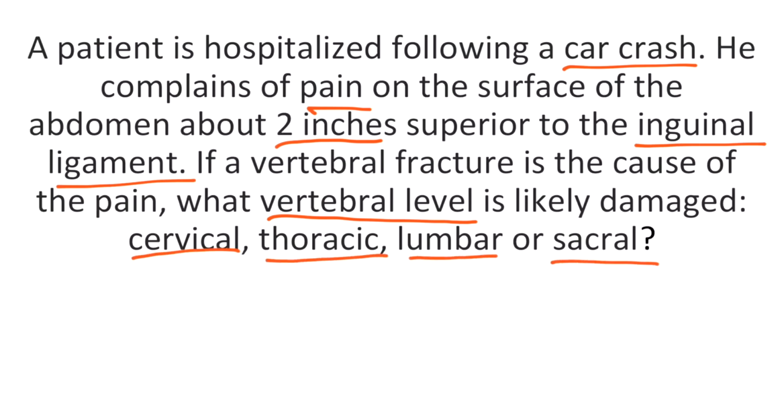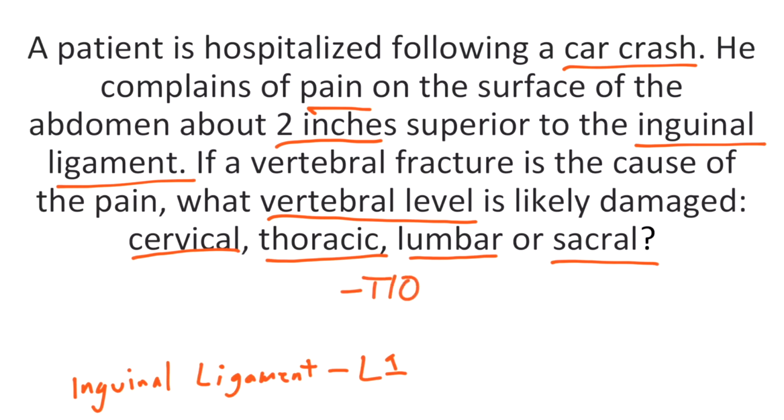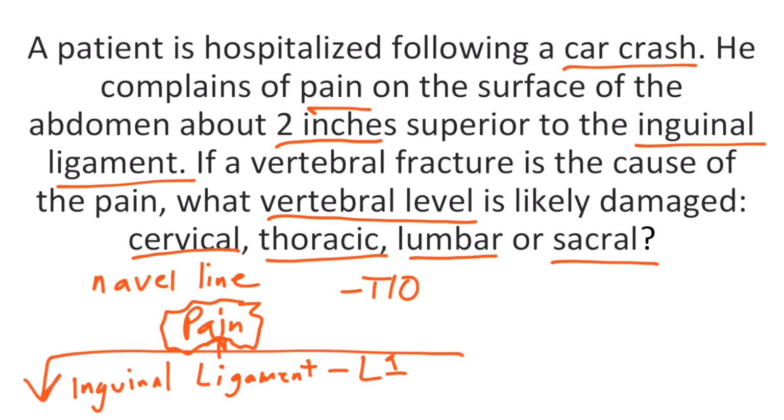Okay, so the question stem states that there's loss of sensation above the line of the inguinal ligament. And we suspect a vertebral fracture is compressing a spinal nerve associated with a dermatome above this region. So which of the 4 vertebral regions are we concerned about? Well, we know that the L1 dermatome is at the inguinal line, and that the T10 dermatome is at the navel line. And the question stem states that the pain is above the inguinal ligament line. So we are not thinking it's lumbar, which is L1 and lower. Instead, we suspect the thoracic level.